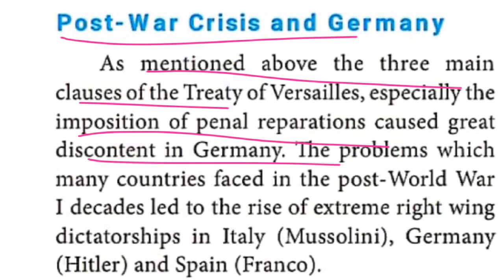War reparation, where is it given? In the Treaty of Versailles. In the Treaty of Versailles, they forced Germany to pay the war reparations. The problems which many countries faced in the post-World War I decades. What is that? Decades means 10 years. After the completion of that, 1918 it was over. Nearly 10 years after, yes, 1928.